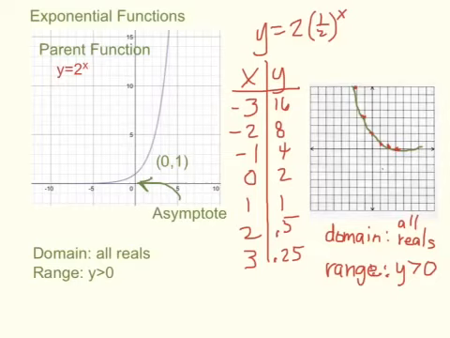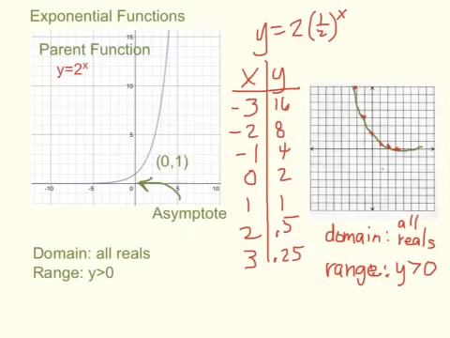Notice, please, that the y-intercept of this is at (0, 1), and there's an asymptote at 0. The graph goes towards 0, gets real close to 0, but never hits 0. Therefore, our domain is all of the reals, and our range will be y greater than 0, the y value is greater than 0.